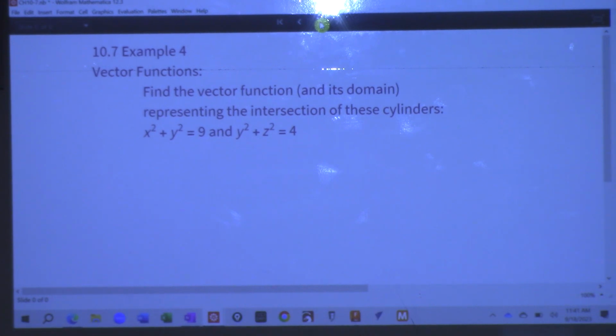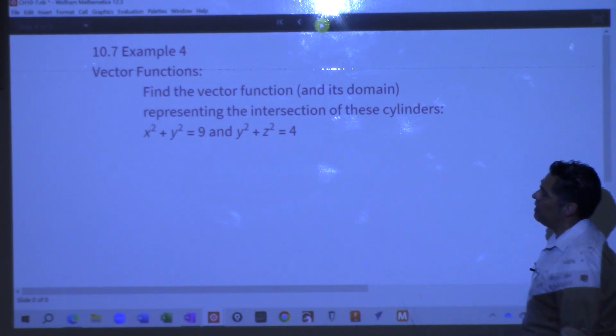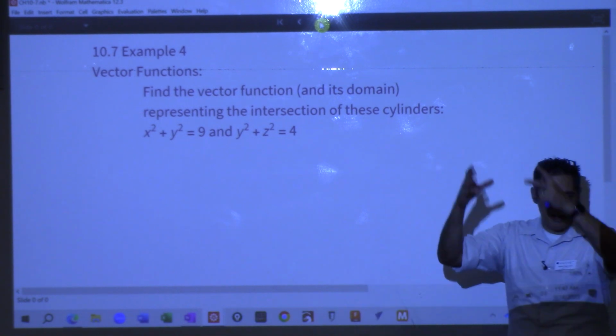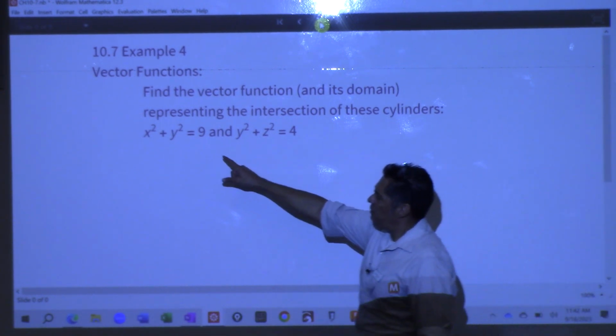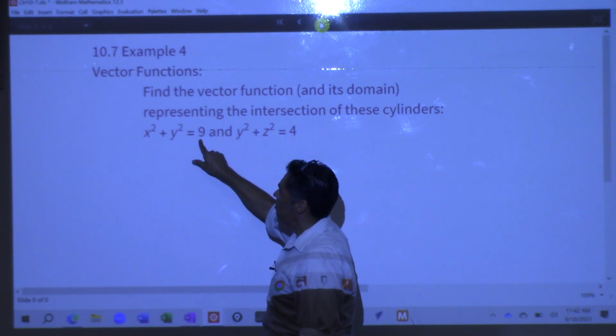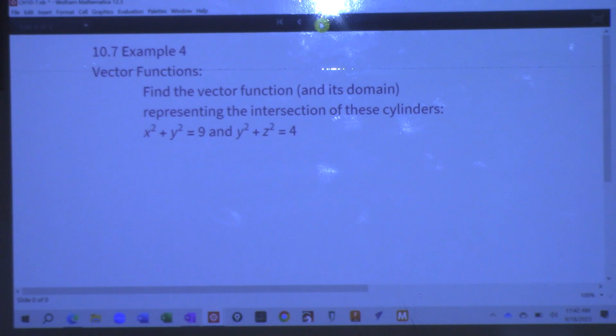Find the vector function and its domain representing the intersection of these cylinders. Okay, we studied cylinders last class, right? Cylinders like this infinite beer can, kind of. This first cylinder, x squared plus y squared equals 9, is a cylinder that goes which way here? It's on the z-axis, right?